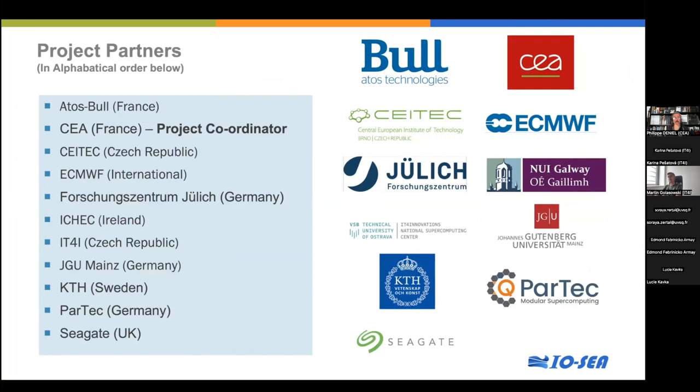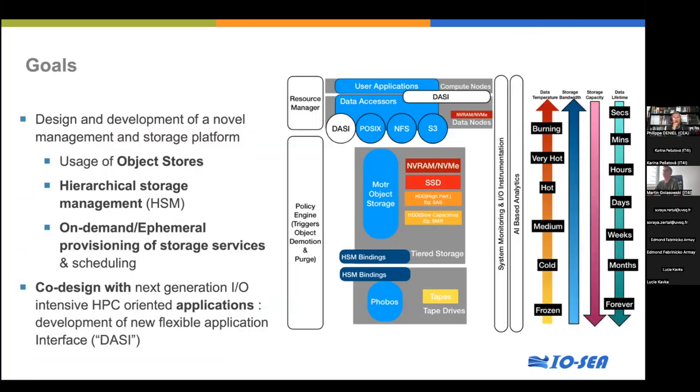Now, the partners of the IOC project are coming from many different countries. I think that France has two members, the CEA and ATOS, recently renamed to Eviden. Then we have partners from Czech Republic, CESNET and IT4I, which is us, which is hosting this training. And we have ECMWF, Jülich from Germany, ETH, KTH from Sweden, Partec company from Germany, and also Seagate from the United Kingdom. I think that Philippe will give you a more in-depth introduction to the project focus, but just let me give you a very quick overview.